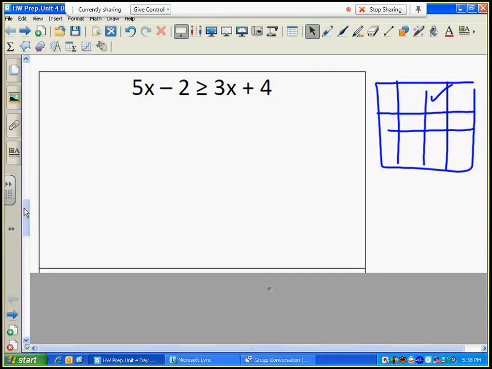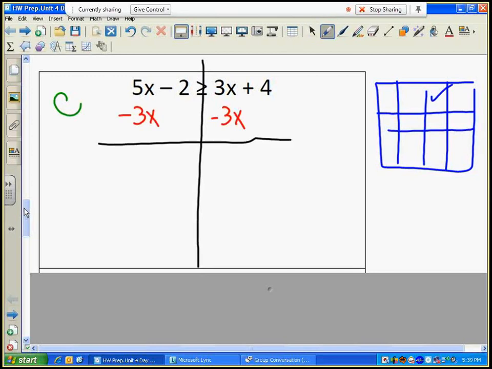Let's begin to find the values of x here. Okay, so vertical line. We are not simplifying, but we do have to collect variables here. So there's a c. I'm going to go ahead and subtract 3x from both sides. That way I end up with a positive coefficient. Okay, so let's see. That's going to be 2x minus 2 is greater than or equal to 4. Now I can begin to solve.